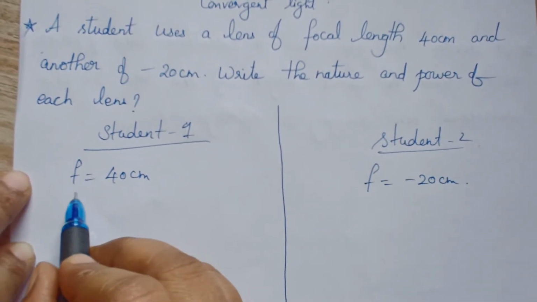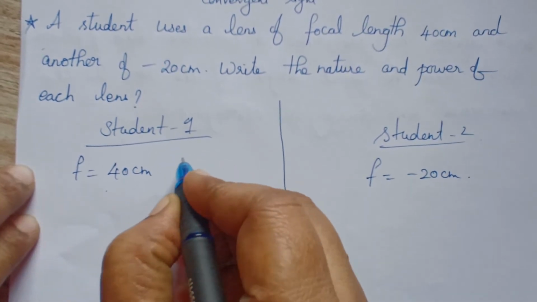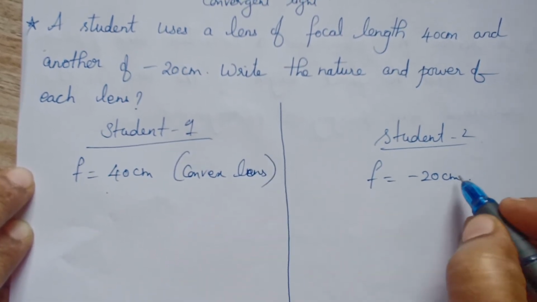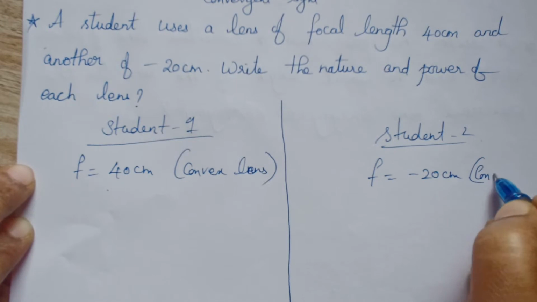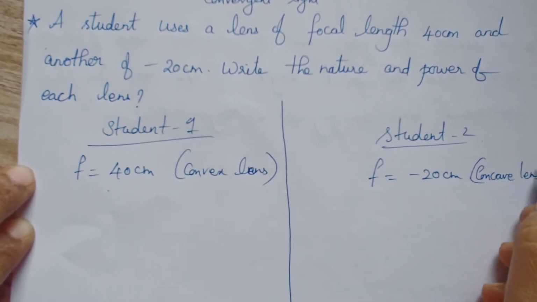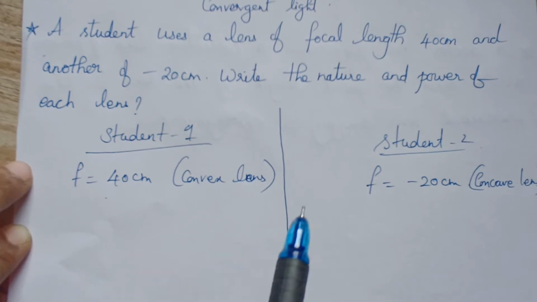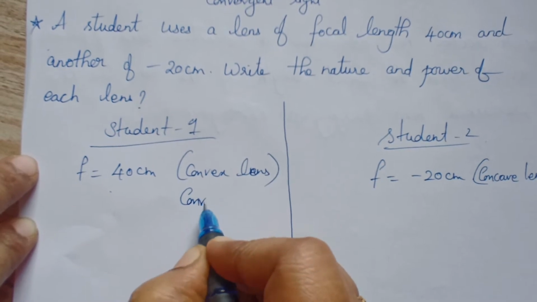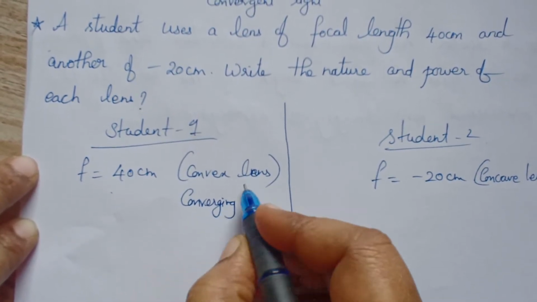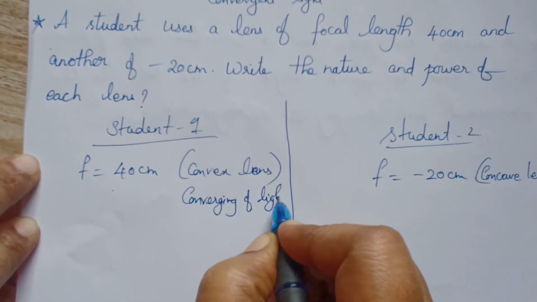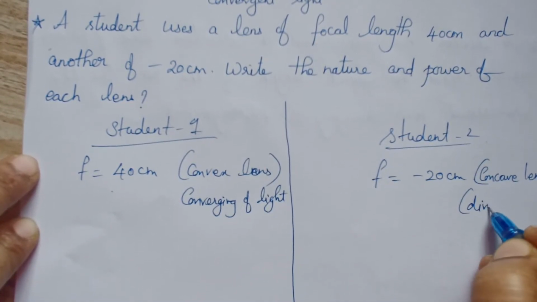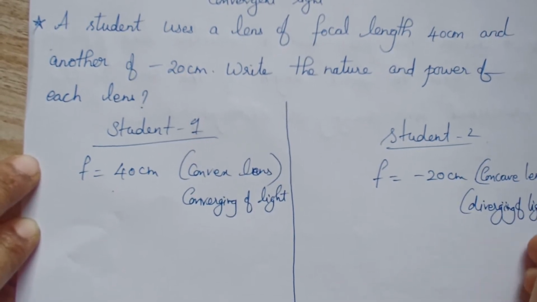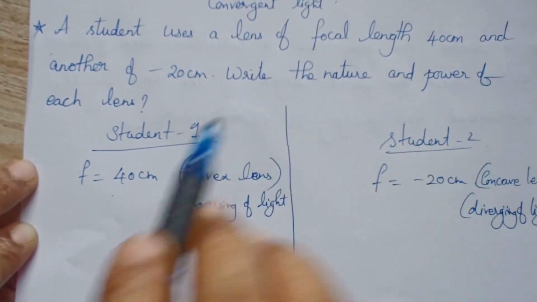So if the focal length is positive, what lens has he used? Convex lens. Here it is negative, that shows that he has used a concave lens, okay. So convex lens means converging, the nature will be converging of light rays. Here concave means diverging of light, okay. So they asked us to find the power of the lens also.